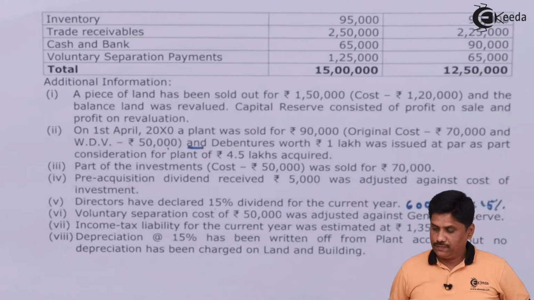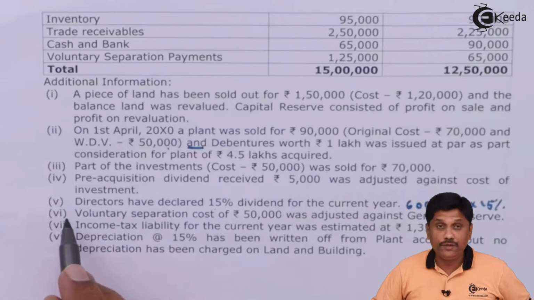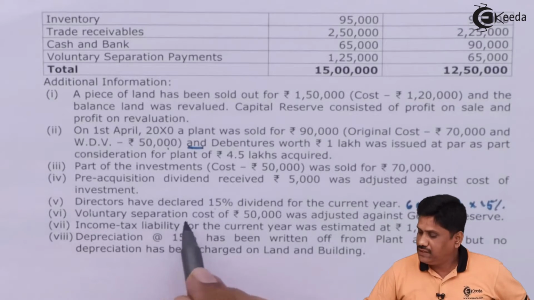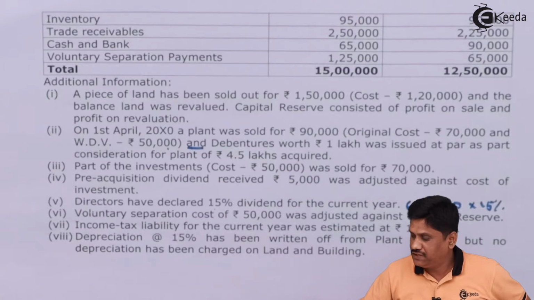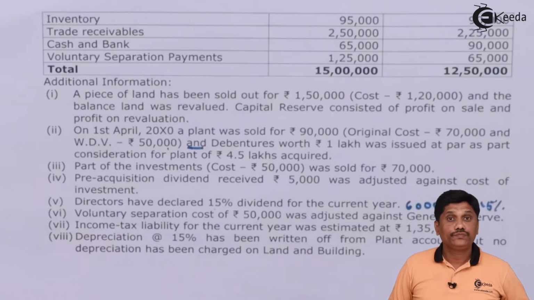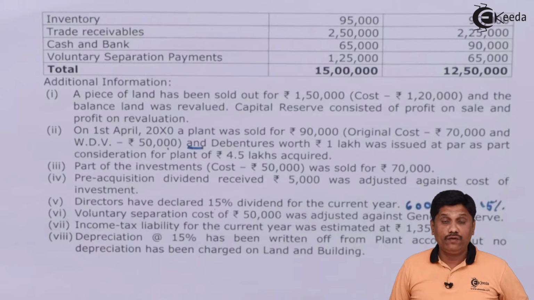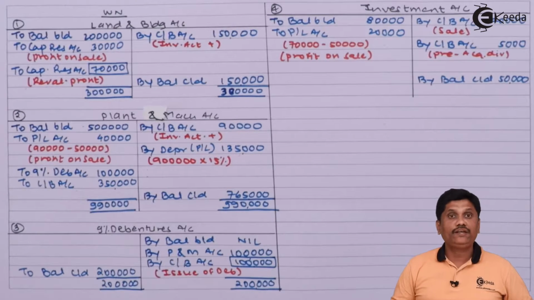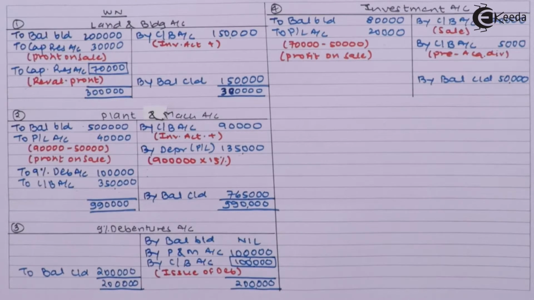Next information question, information number 6 says that in voluntary separation cost of 50,000 was adjusted against general reserve. ठीक है, तो we will prepare a voluntary separation cost account. Friends, after completing adjustment for investments, so now I need to close my investment account.